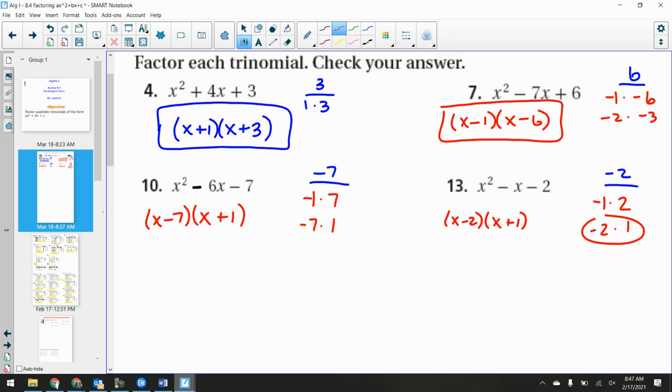Questions about that? I know it's been a while since we did that, but again, I hope you remember all the way back to Friday. By the end of the day on Friday, you guys were like, oh, this is really easy. All you do is find the factors of your last number that add together to get the middle number.